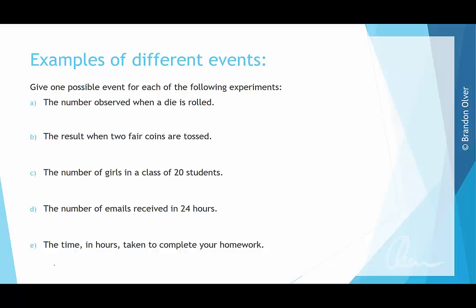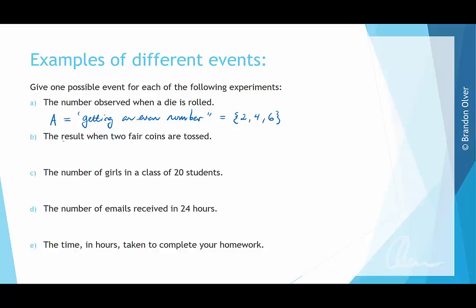So we have the same sample spaces, but now we want to look at events. For the first one, we want to create an event that could occur when you observe a number when a die is rolled. So we could call our event A getting an even number. And that would be the set of 2, 4, and 6 for a 6-sided die.